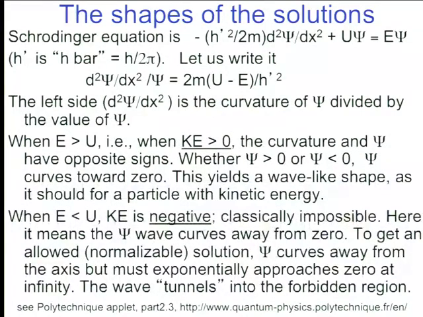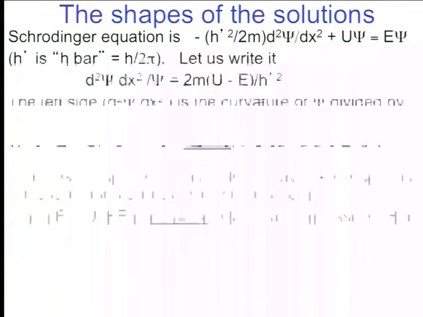which means that the slope is turning toward the axis. See, if E is greater than u, then this is a positive number. It's a negative number here. It says that the curvature is such that the slope is turning downward. That is to say, the curvature over the value of the function is negative. In other words, the slope here is decreasing.